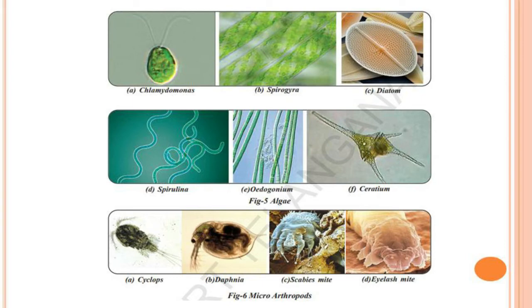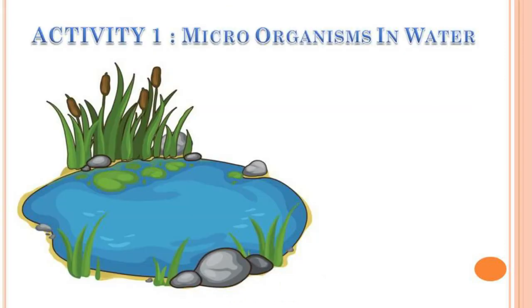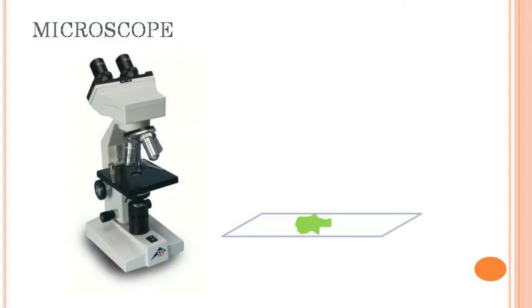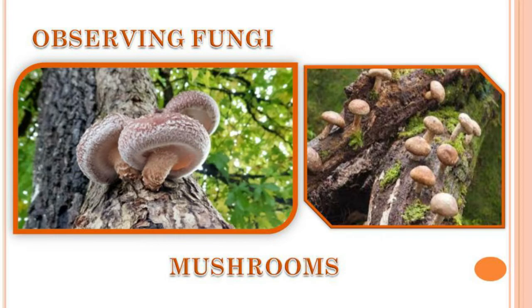We have seen how to find the microorganisms in water, and how to observe them under the microscope by taking pond water. And then we have also seen the fungi, how they grow on logs, decaying parts of plants, or rotten food. In the picture you can see the mushrooms growing there.